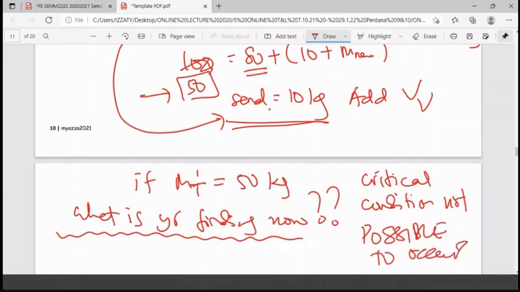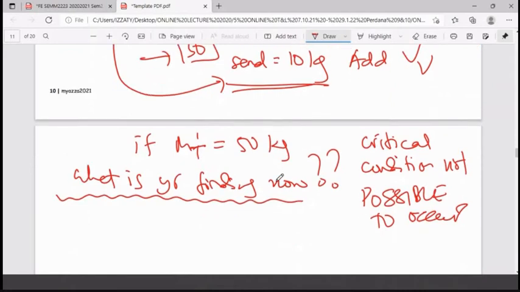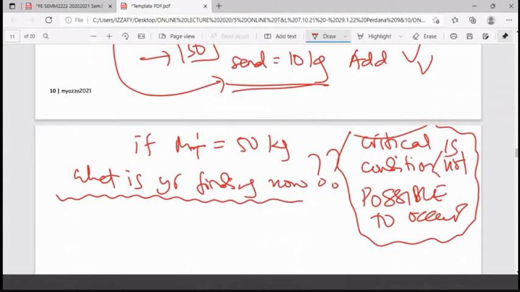What do I put for that one? Critical condition is not possible to occur, isn't it? So there is no way a critical condition will occur, because this one is so small, so you cannot do anything about it. Okay, so this is your finding now: critical condition is not possible to occur.